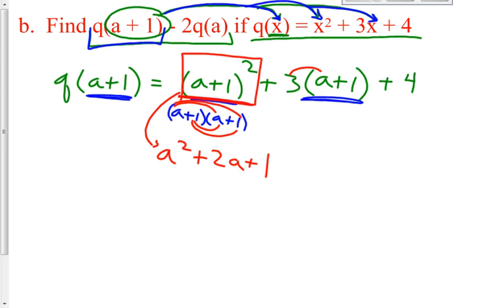Now let's distribute this 3. So 3 times a is 3a, and 3 times 1 is 3. And then we have our positive 4.